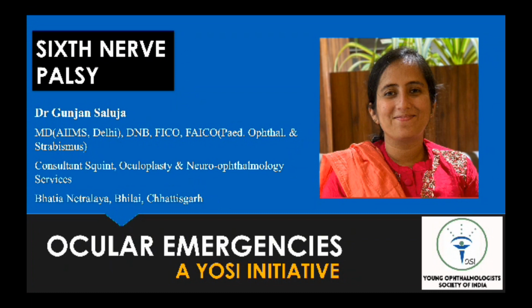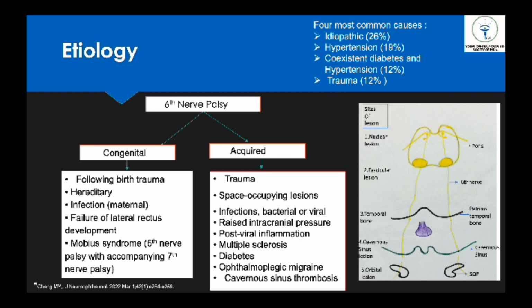My topic is an ocular emergency most commonly seen in our casualties, that is sixth nerve palsy. So, coming to the etiology of sixth nerve palsy, it can be broadly classified as congenital and acquired. Congenital causes mainly include birth trauma, hereditary causes, infection, failure of lateral rectus development, and Mobius syndrome, in which there is seventh nerve palsy accompanying the sixth nerve palsy.